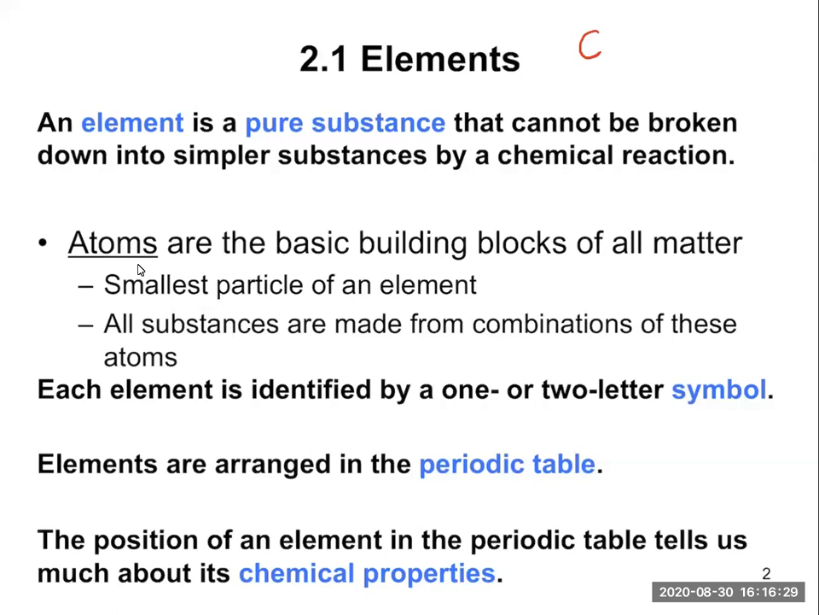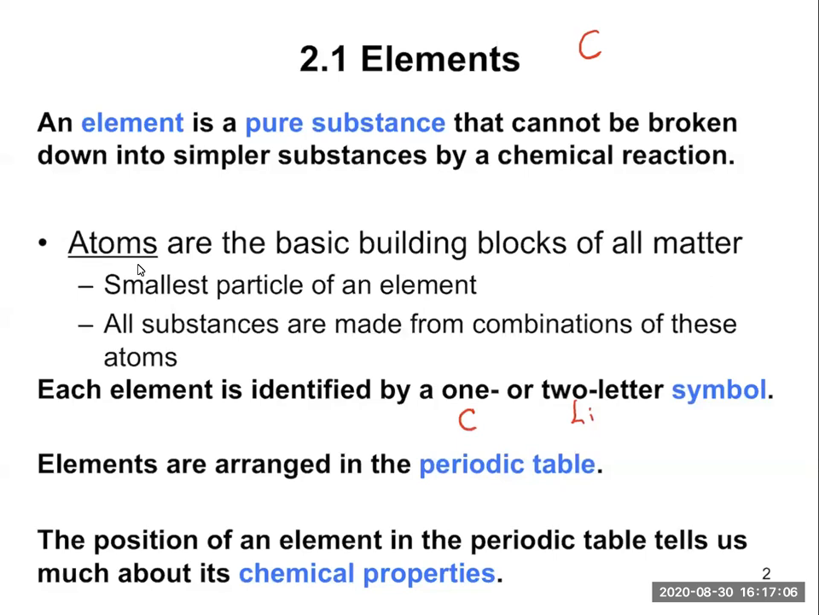Now, each element is going to be identified by one or two letters. For example, you can have a capital C, which represents carbon, or you can have a capital L and a lowercase i, which represents lithium. I highly recommend that you memorize the first 50 elements, the symbol and the name. Obviously, I can't test you 100% on this, but it's going to be very useful to know those elements because you're going to be using them a lot.